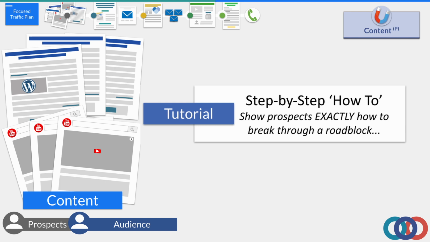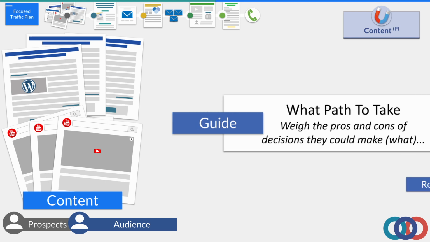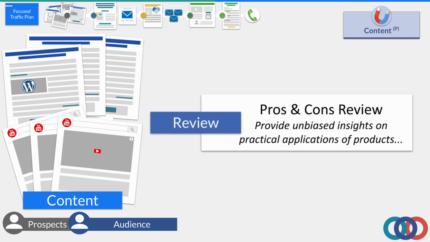A tutorial is a step-by-step how-to guide that shows prospects exactly how to break through a specific roadblock. It doesn't necessarily have to be the same one that your product or service breaks. It just has to be valuable to your ideal customer. Another piece of content you can create is a decision guide. A decision guide weighs the pros and cons of a decision your ideal customers and prospects have to make. You can also review products or services in your niche to help your ideal customer make a more informed decision. Provide unbiased insights on practical applications of products and services. Just don't review your direct competitors because that would come across as pretty disingenuous.